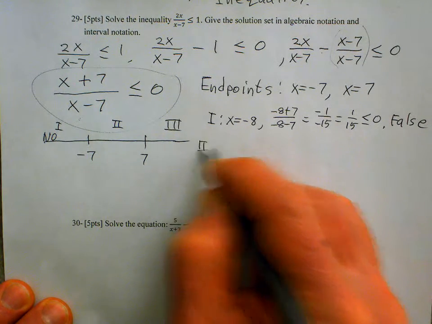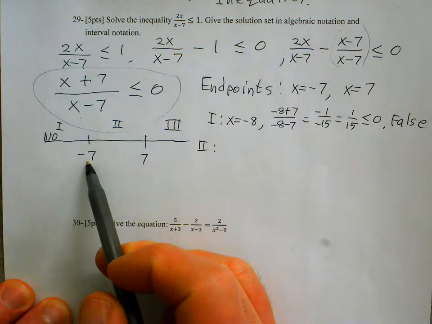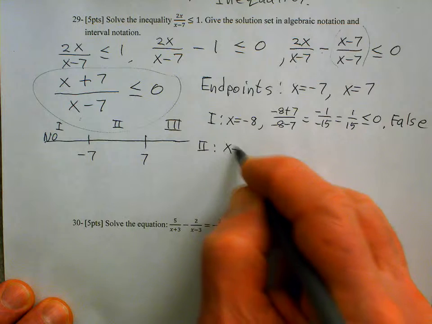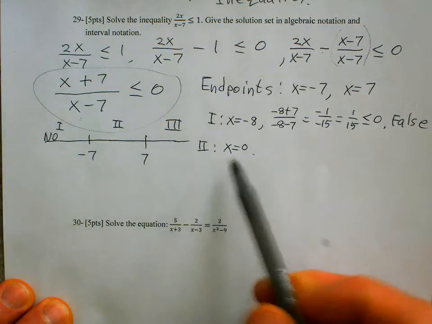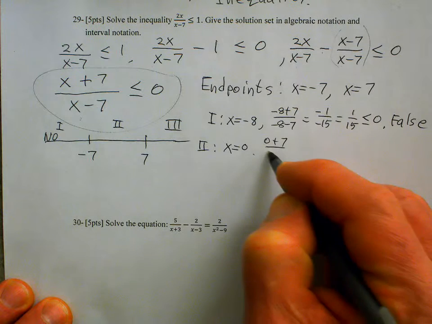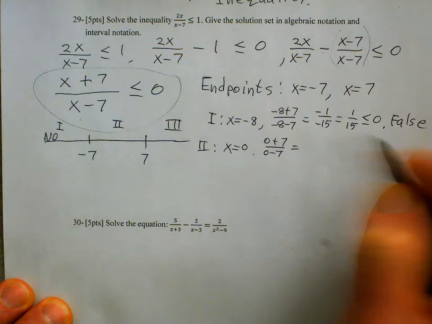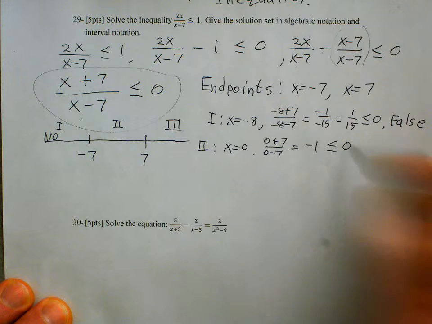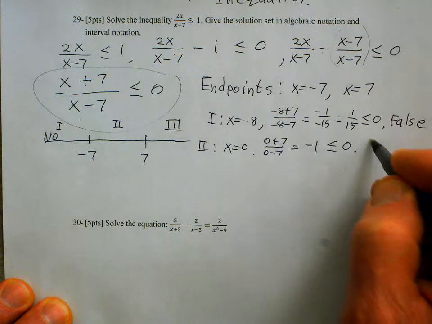In the second interval, pick a number between -7 and 7. We can pick 0. Replace every x with 0. We get (0 + 7)/(0 - 7), which is -1. The inequality less than or equal to 0. This is true.